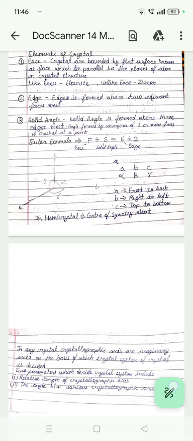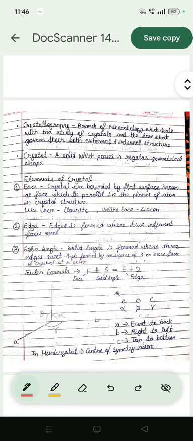Suppose in general we have three crystallographic axes A, B and C. A is from front to back, B is from right to left and C is from top to bottom. And the angle between A and B is gamma, the angle between B and C is alpha, and the angle between A and C is beta.